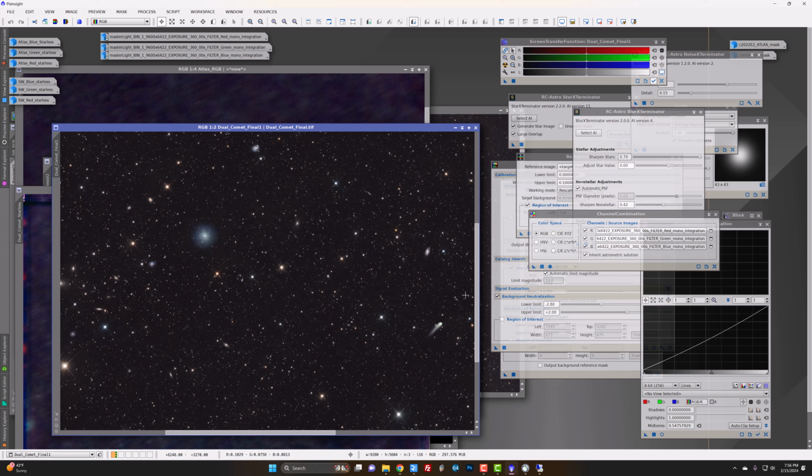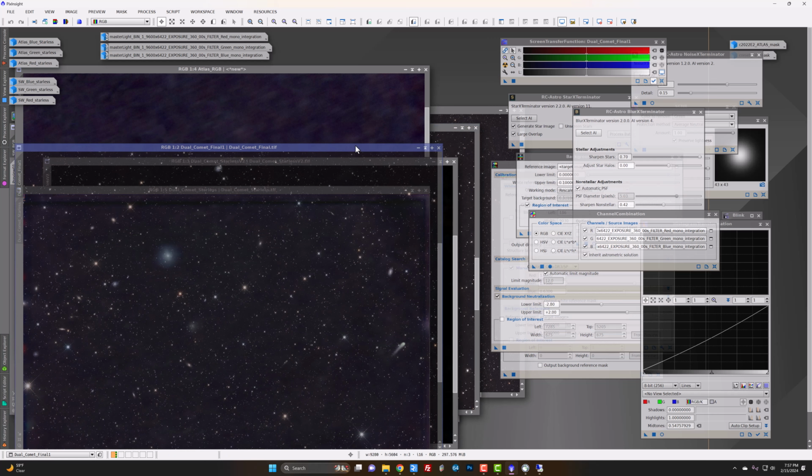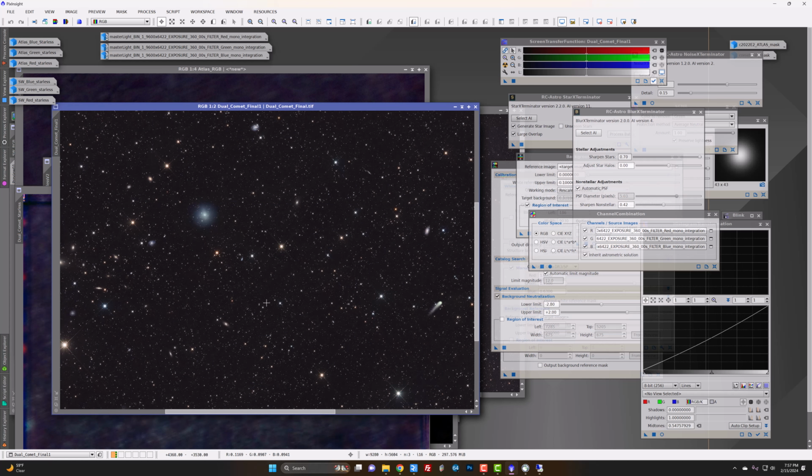So all I did is I separated the stars out, and used the clone stamp tool just where the comets were, because there are galaxies in here. I didn't touch those. But just where the comets were, I just went and got rid of them in the stars only image, the remnants of them anyway. And then I had a stars only image that I blended with the comet only image to get this final result. I hope you enjoyed this.